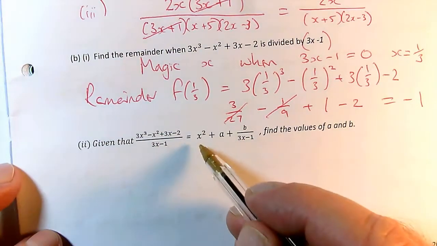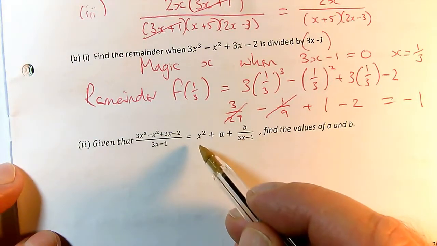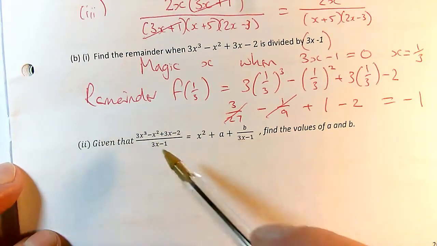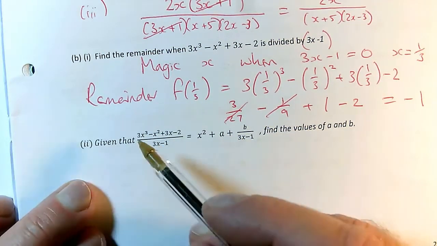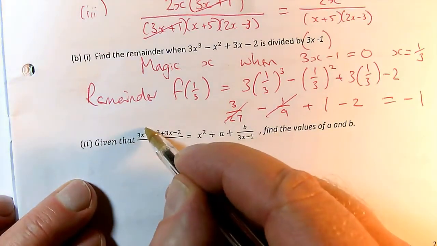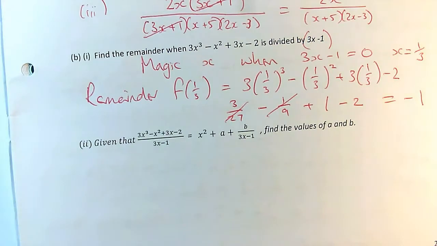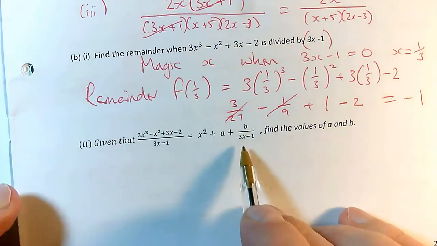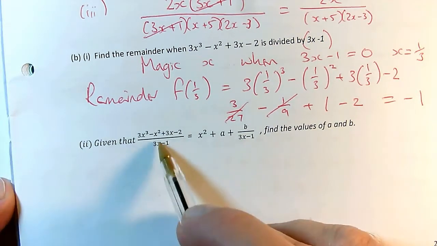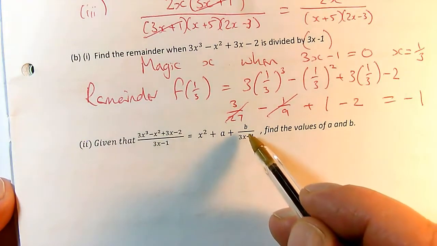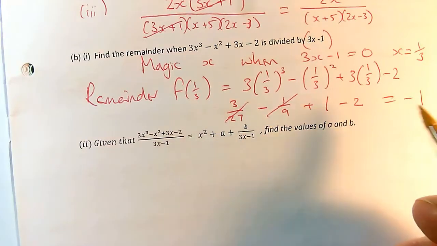Okay, well, they've done this term for me, okay? When I divide this by this, I don't know how many x squareds I'm going to get, but this is one of those ones where you can spot how many x squareds you're going to get, because 3x cubed divided by 3x is going to be x squared, okay? And in fact, I kind of know what the b is going to be, because this is the division I've just done. So this is the remainder term, and in particular, the remainder b is going to be minus 1.